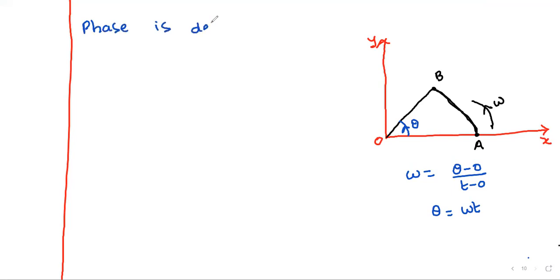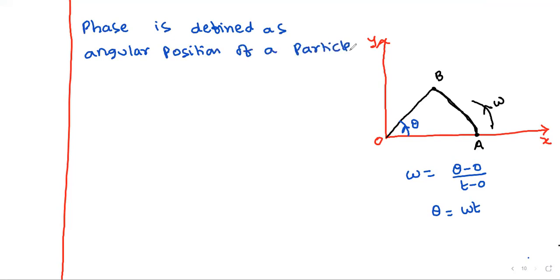Phase is defined as the angular position of a particle with respect to an axis. Here, with respect to the x-axis, it is theta. So what will be the angular position with respect to the y-axis? It is 90 minus theta. With respect to the x-axis it is theta, and with respect to the y-axis I can write it as 90 minus theta.